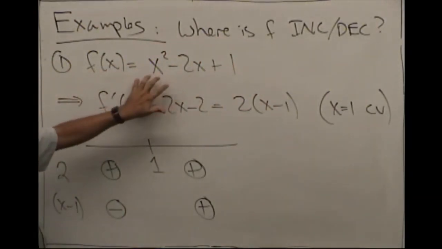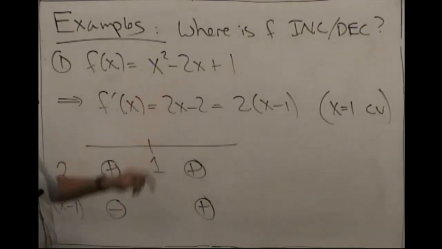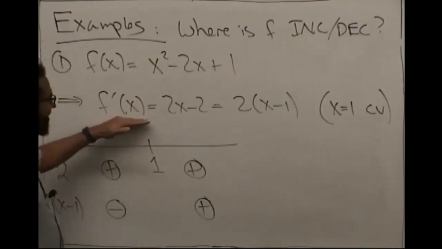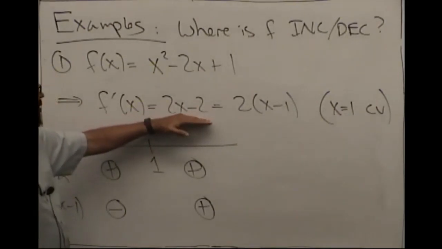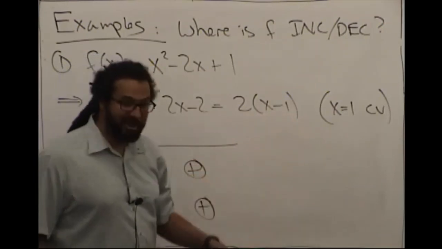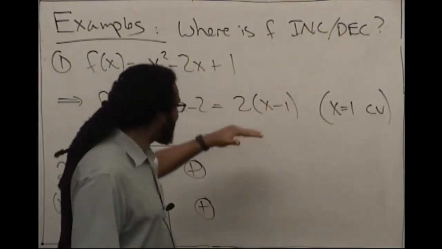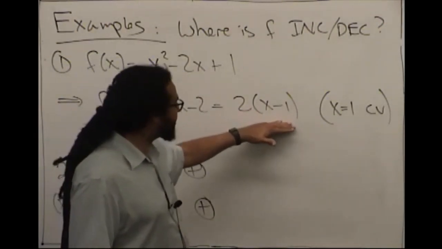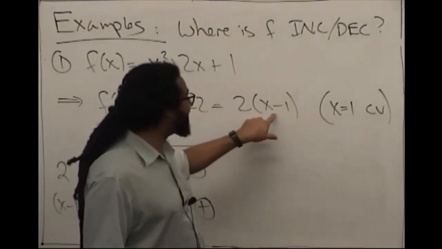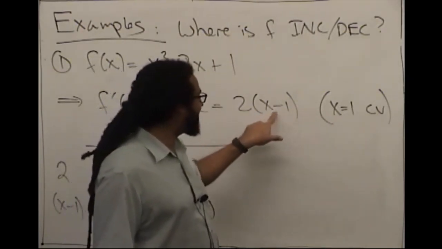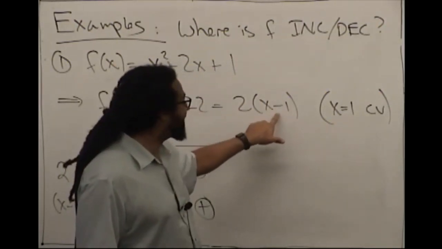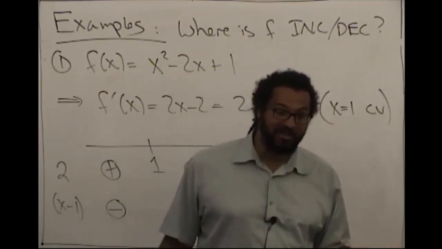So here's a function, f of x equals x squared minus 2x plus 1. Take the first derivative and we get 2x minus 2. And so this thing factors. I would recommend factoring anytime you get a chance. So 2 times x minus 1 is the result. And we can see visually once we factor it that x equals 1 is a critical value, a critical point, right? That's where the derivative is equal to 0.